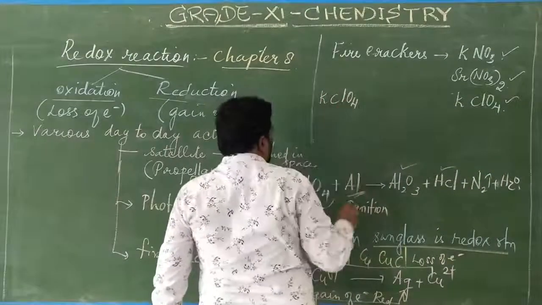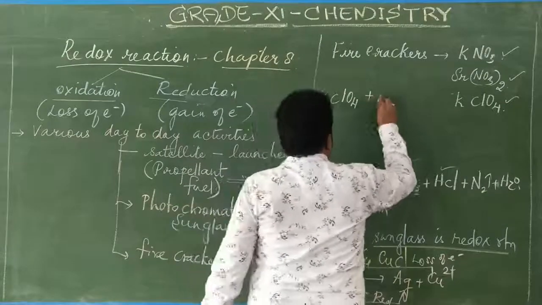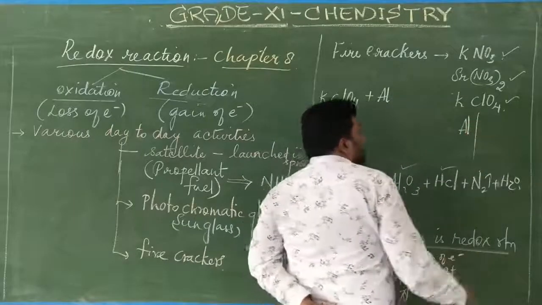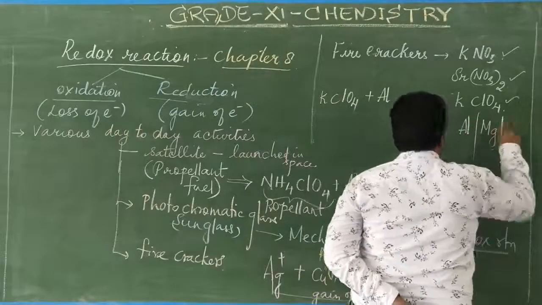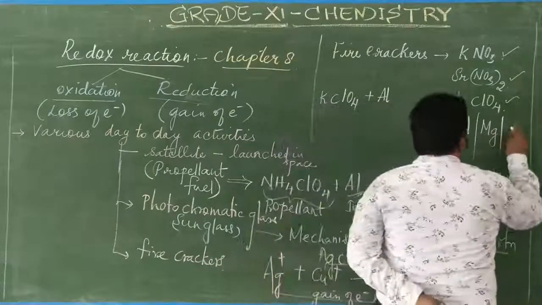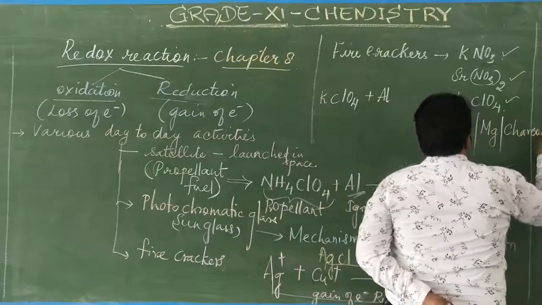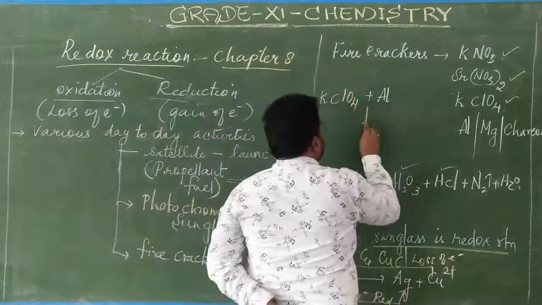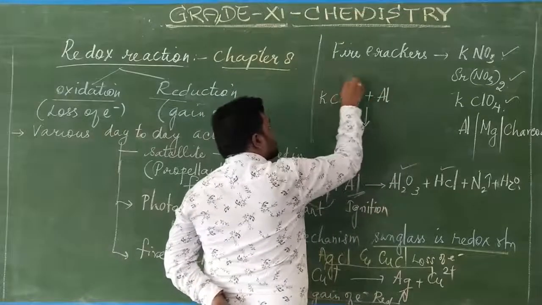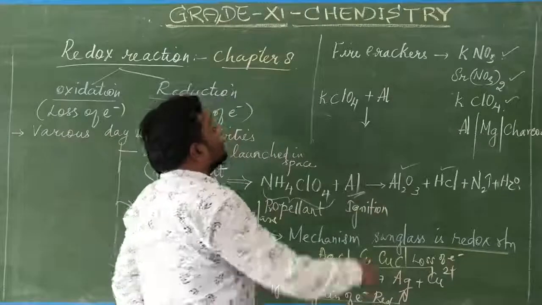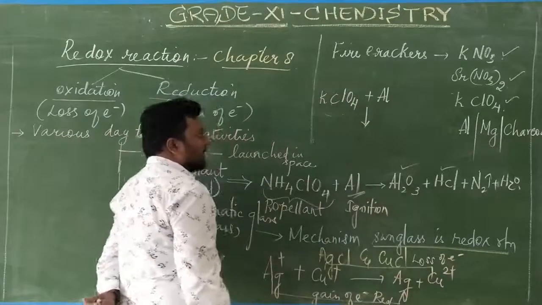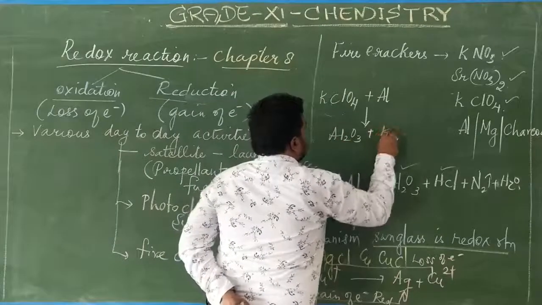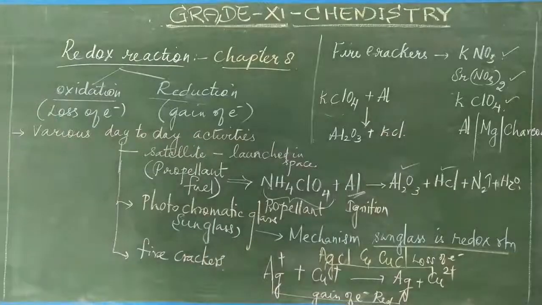I am taking potassium perchlorate. This potassium perchlorate can be ignited with ignition substances. Aluminum can be used, magnesium can be used, the ribbon of magnesium can be used, and sometimes charcoal can also be used. Now potassium perchlorate with aluminum: the aluminum catches fire and makes the potassium perchlorate burn, and as a result it gives aluminum oxide plus potassium chloride.